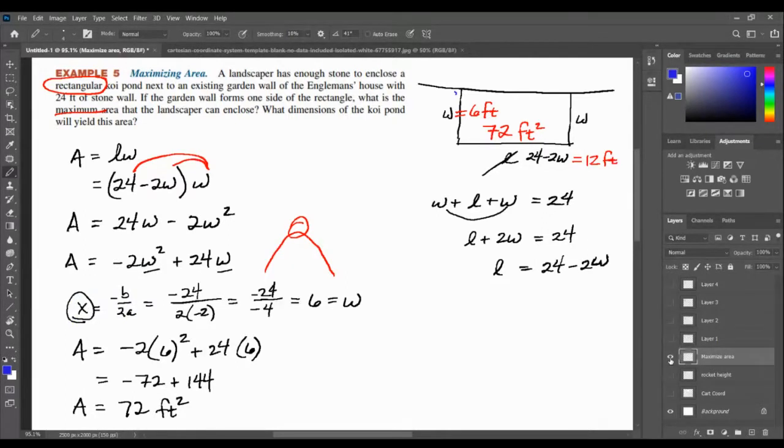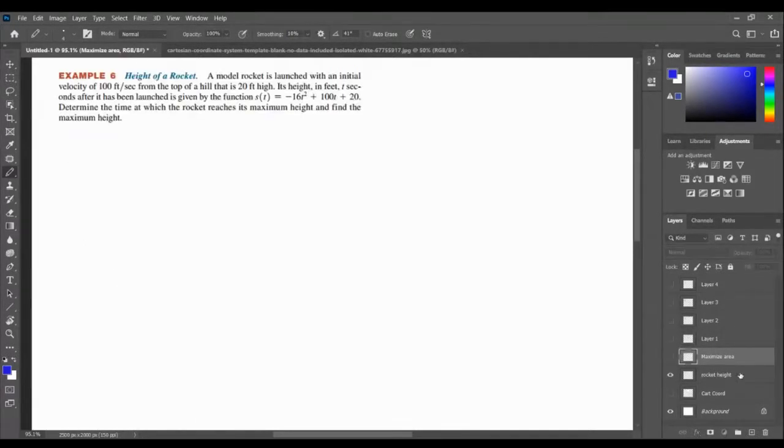Let's do another one like this. A little different, but somewhat similar, in that we are asked to determine the time at which the rocket reaches maximum height. And what is the maximum height? So again, it's a maximum. We have a quadratic equation because we've got a squared term, and it's negative, so it opens down. That tells me I've got a parabola like this. The maximum occurs again at the vertex.